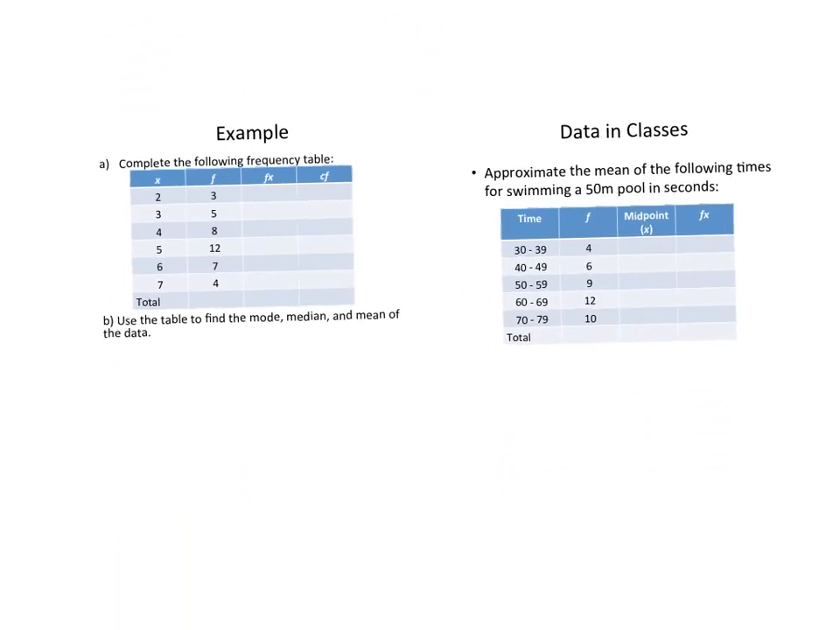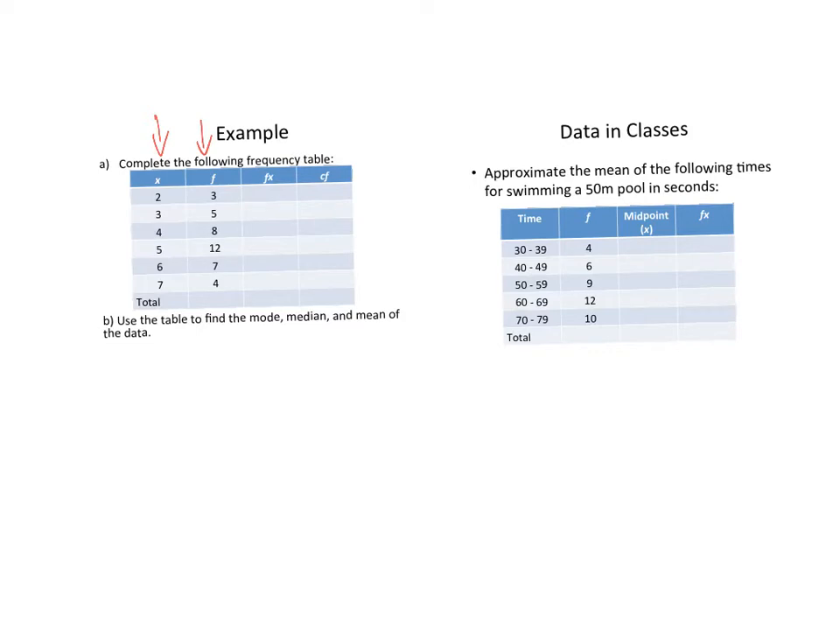So here's an example. Complete the following frequency table. Here we've got our scores, so maybe they're like quiz scores out of 10. Over here, the F is the frequency of each. So if this was quiz scores, this might mean 3 people got a score of 2, and 4 people got a score of 7, for instance. And then we've got a total here.